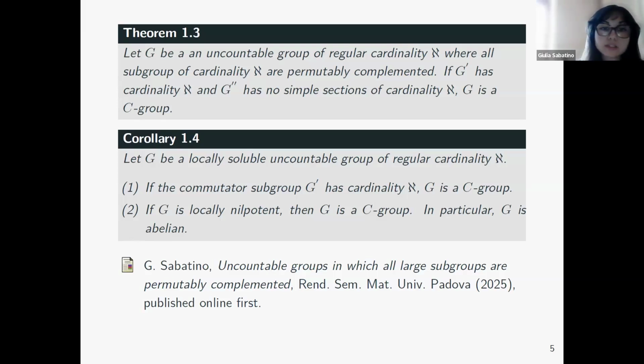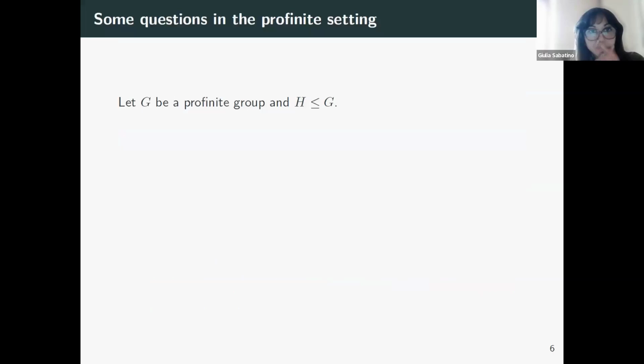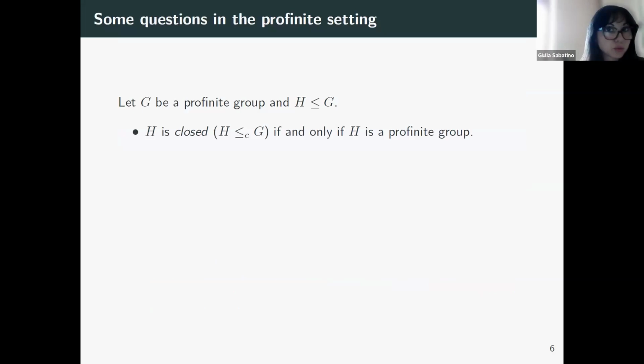In particular, when the group is locally nilpotent, we have that the property of large subgroups passes to the small subgroups, hence G is a C group. So what about the profinite setting now? What about this property? What about the family we are going to investigate? Of course, the family of subgroups which is the most important in profinite groups is that of closed subgroups.